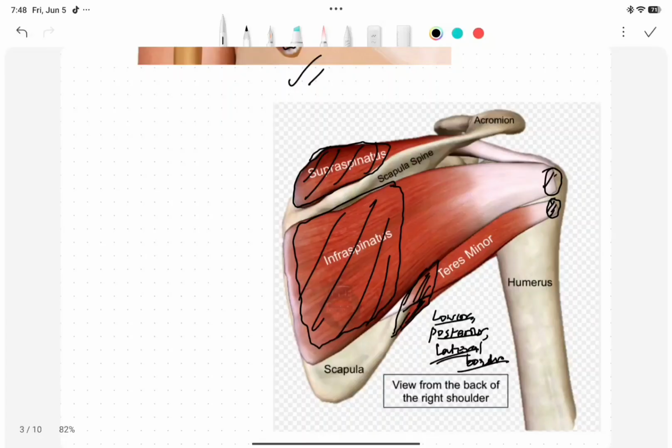So these are the facets. This is the superior facet. The supraspinatus is inserted in the superior facet, and there is a medial facet just posterior to the greater tubercle, where the infraspinatus is inserted, and there is an inferior facet where the teres minor is inserted. So that is their insertion.